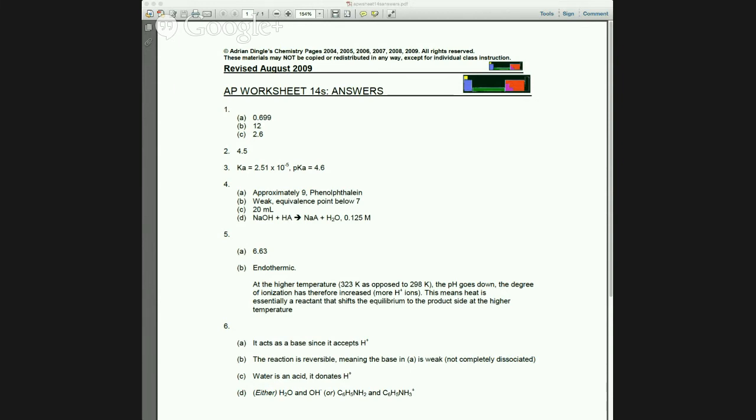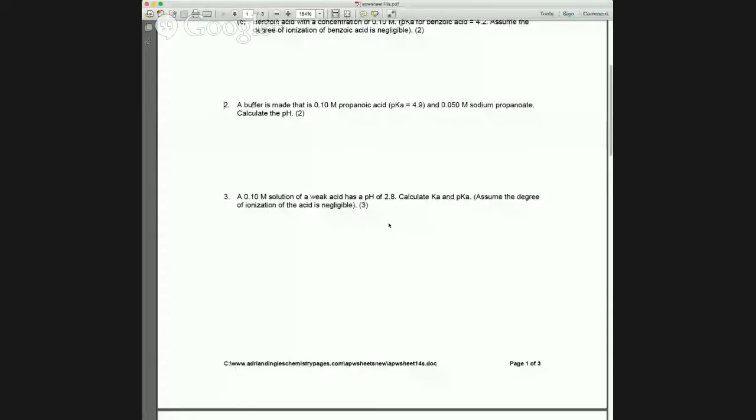All right, we're on to number 3. This is taking longer than I thought it was. That's okay, we can do this. Number 3, unfortunately. A 0.10 molar solution of weak acid has a pH of 2.8. Calculate Ka and pKa, assume the degree of ionization of the acid is negligible. All right.